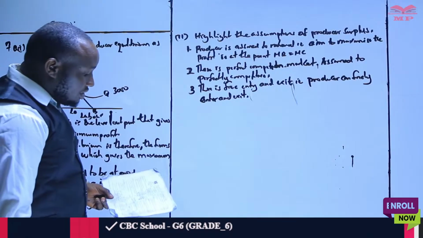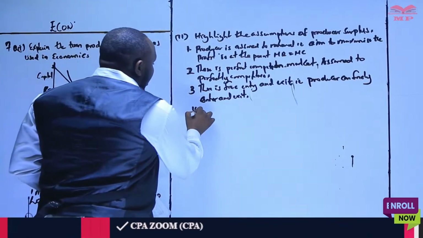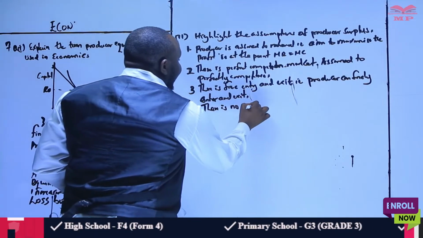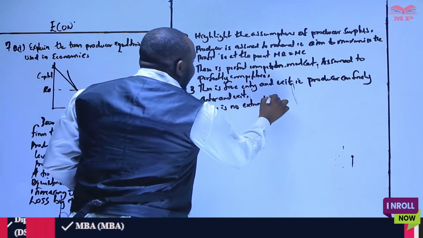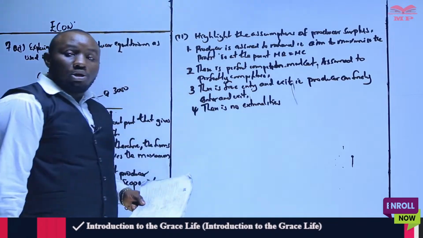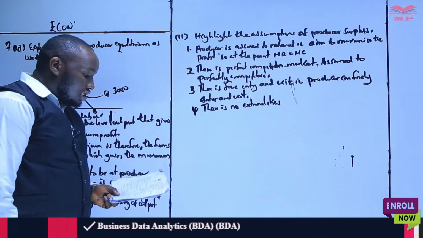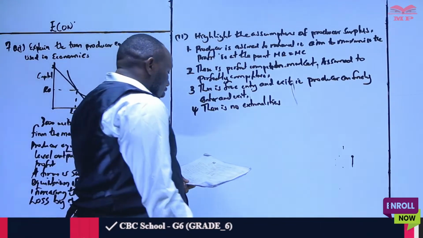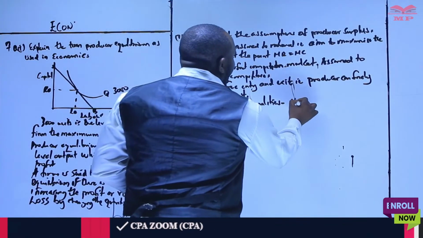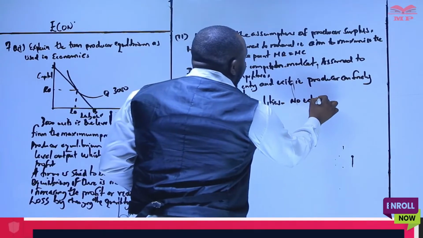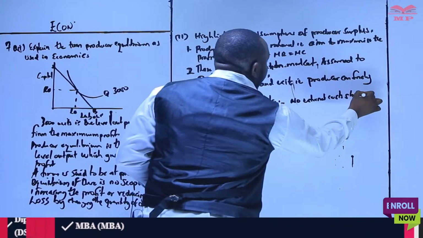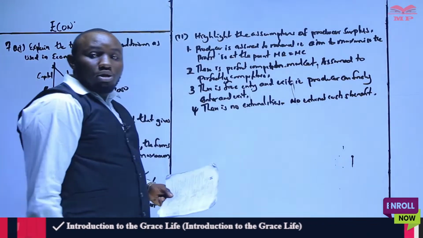The fourth assumption, basically, we say there is no externalities. There is no externalities as the next assumption. That is saying no external costs and benefits.